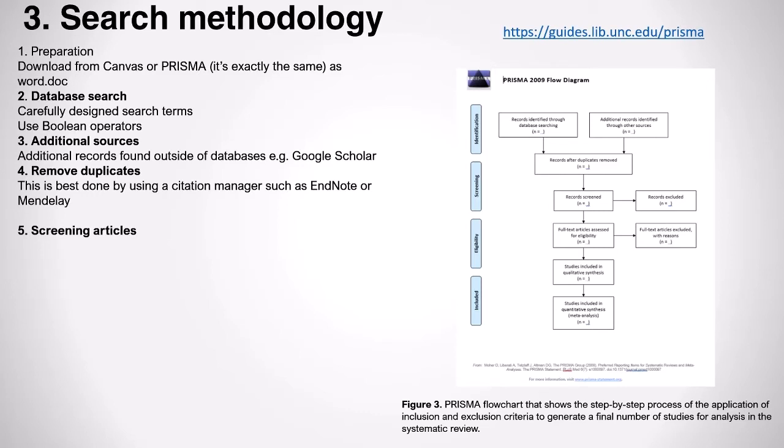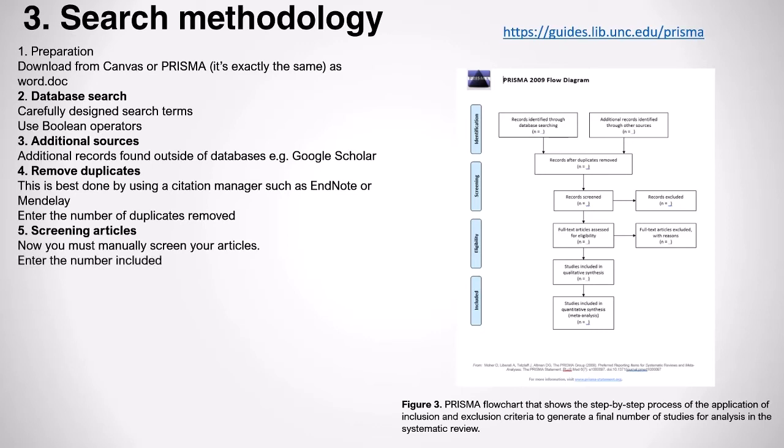And then after that, the process of screening articles. Manually screen all your articles, so you just hand sort through them. That's why systematic reviews that are full scale, like the one that I showed you, are normally done by 2 or more researchers.